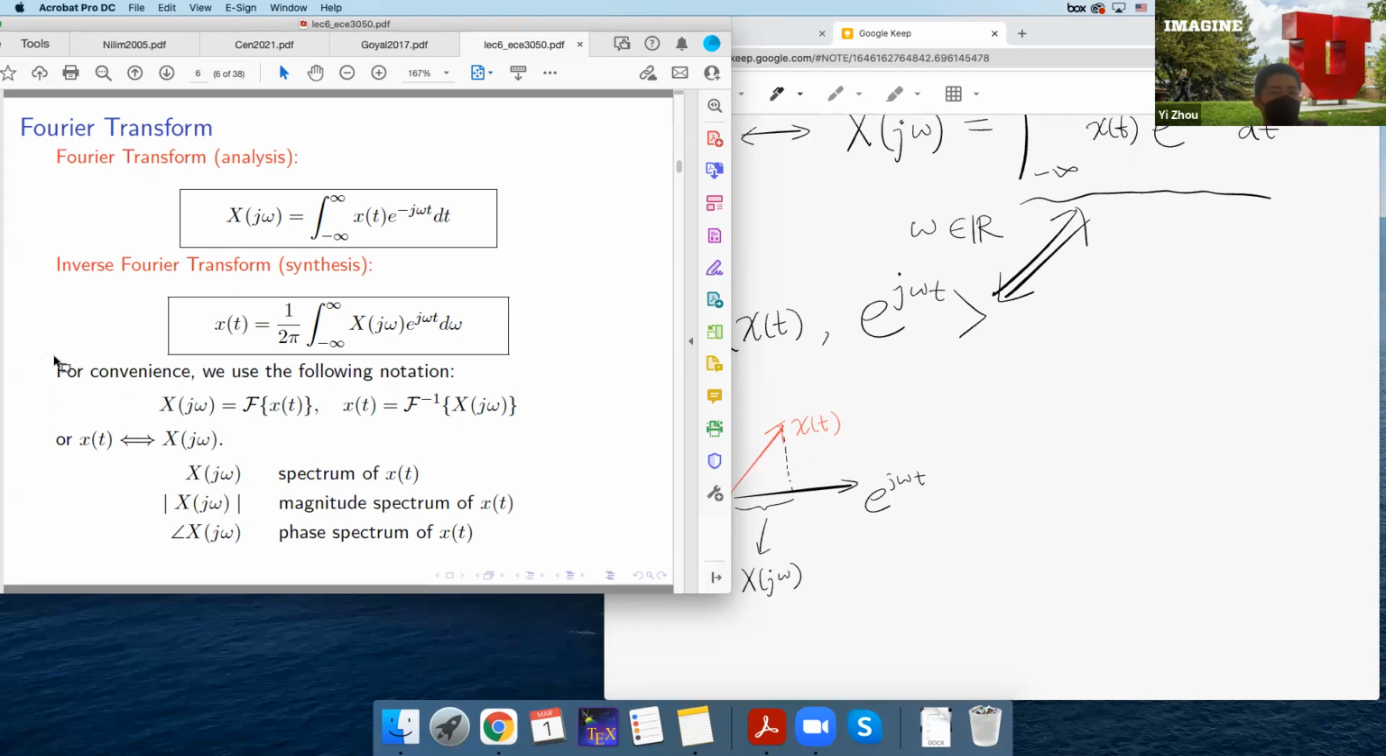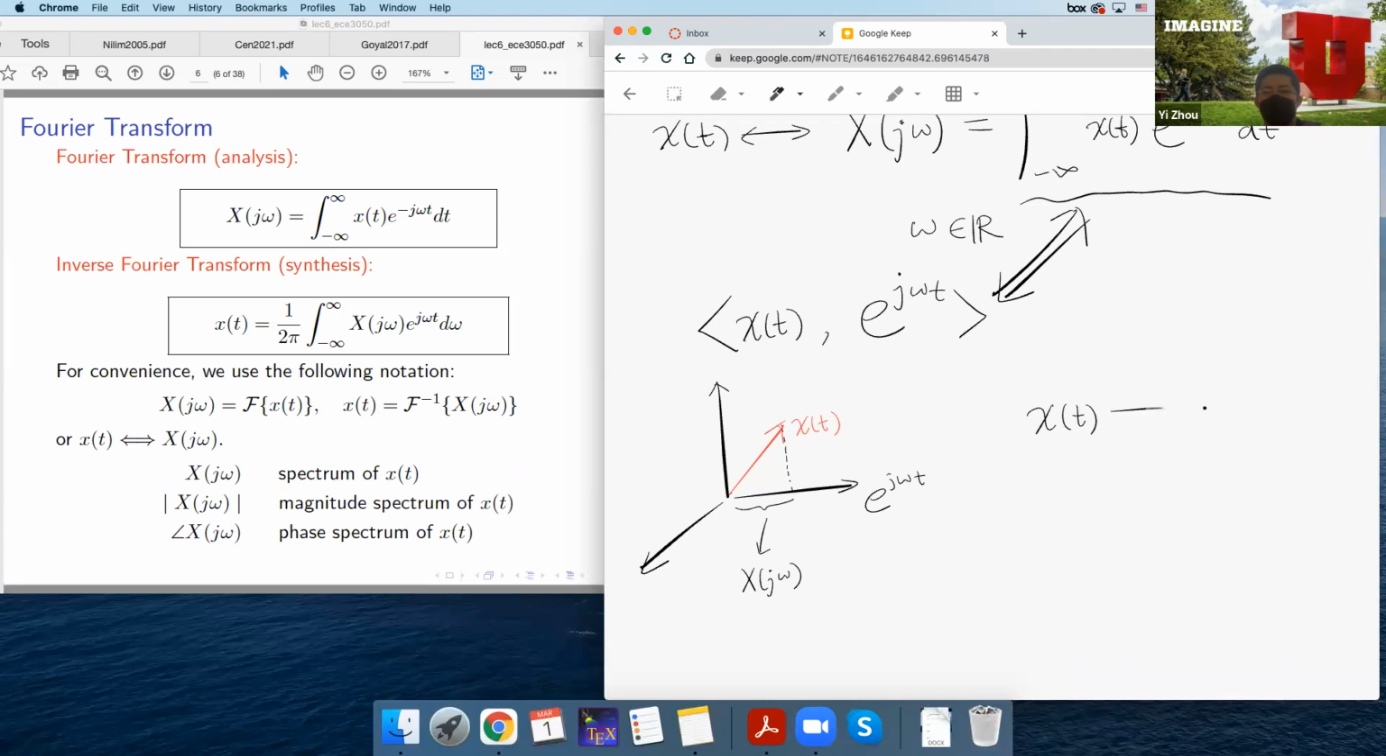Throughout this course, we will use this notation. For the signal x(t), we use this capital F to denote the Fourier transform. If we do the Fourier transform over signal x(t), we end up with the corresponding Fourier transform, capital X(j omega). On the other hand, if we start from this spectrum and do an inverse Fourier transform, denoted by capital F inverse, we end up with the original signal x(t). So this is the Fourier transform, and the other direction is the inverse transform.